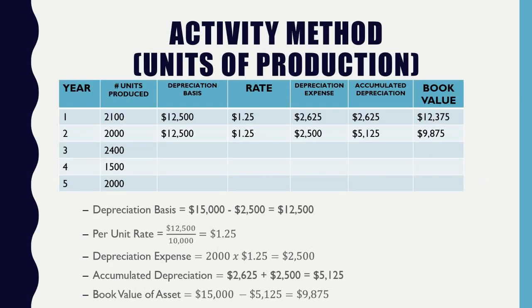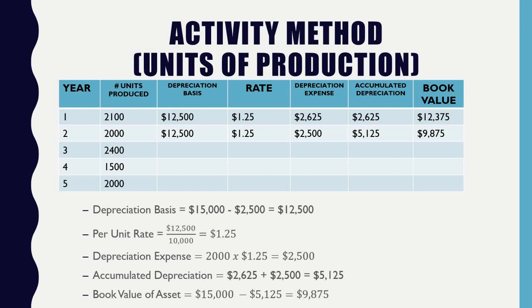So once again, we determined that the depreciation basis is going to stay the same. The rate is going to also be the same. The only difference here is going to be my depreciation expense, because this year, I produced 100 units less than the previous year. So because I'm on a per unit rate, if it's going to cost me $1.25 for every unit that I produce, in this case, it's going to be 100 items less. It's going to be 2,000 times the 125, which should give me 2,500.